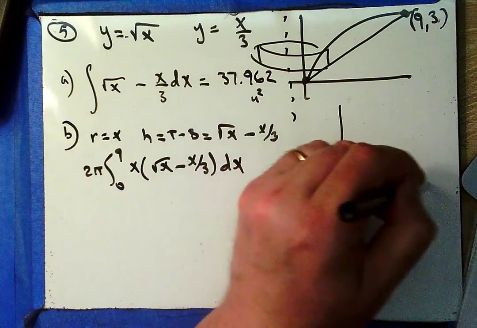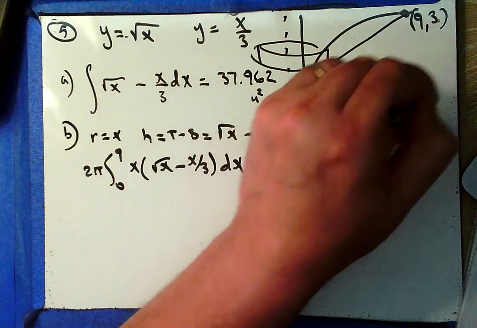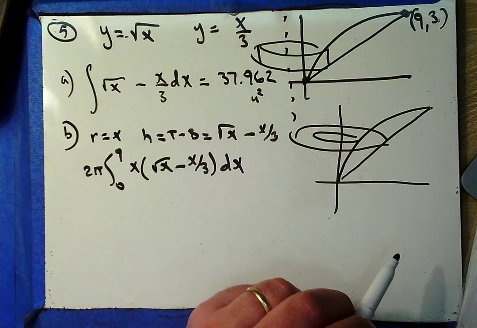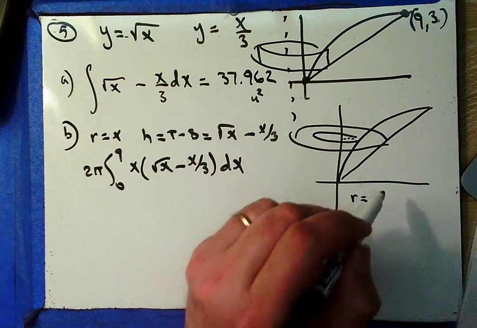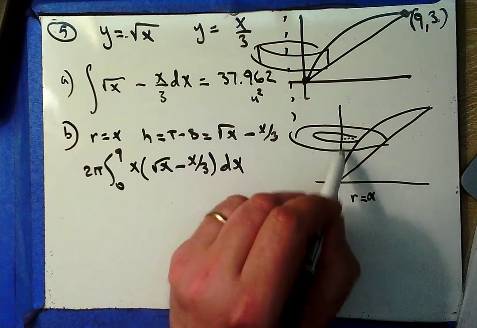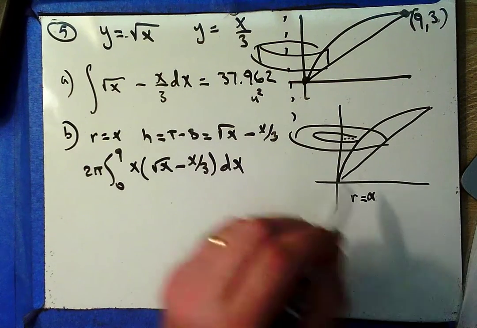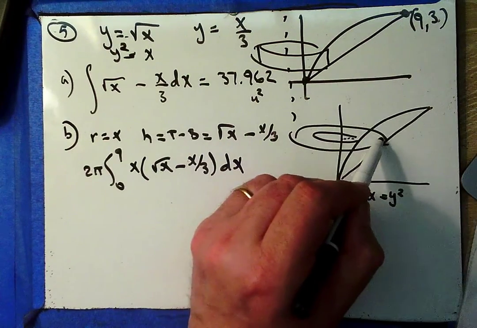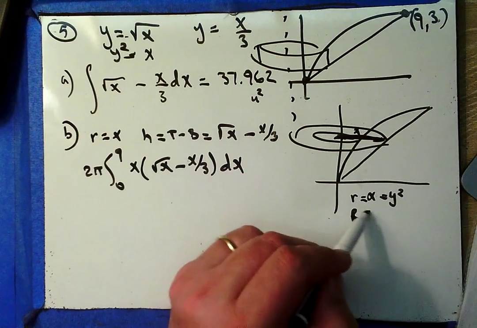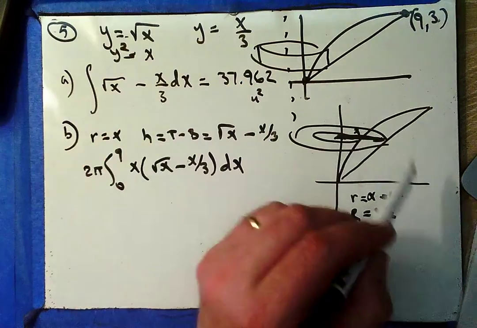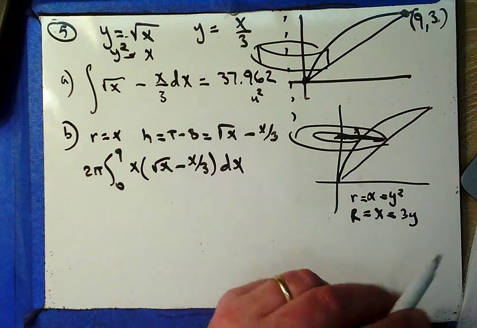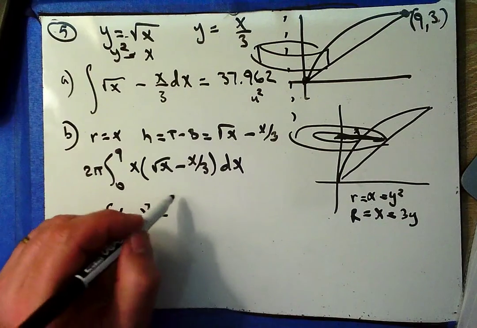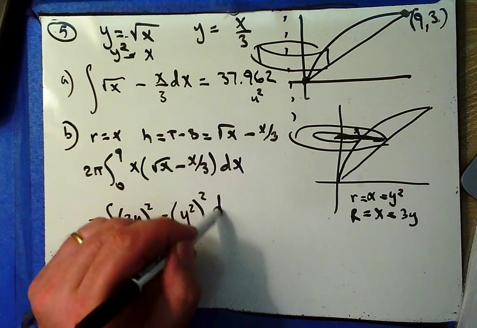You can certainly do this problem, if you prefer, by saying I've got a washer, a disk with a hole in it, and my little radius here is r. That is the x value for this curve, and this curve is y equals square root of x, which means x equals y squared. And my big radius here is this other x value, and that's equal to the x value here, which would be 3y. And so I could also set this up as pi times the integral of 3y squared minus y squared squared dy.